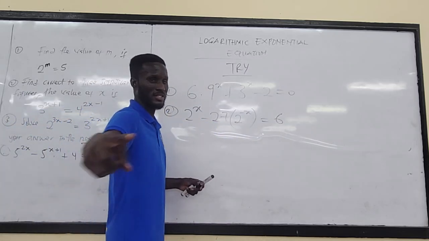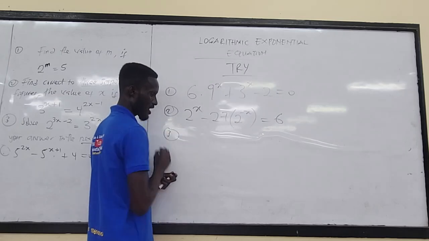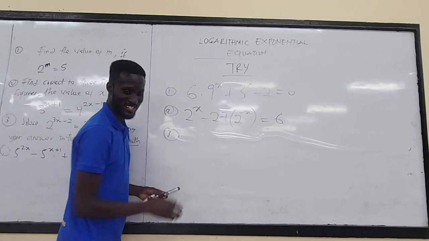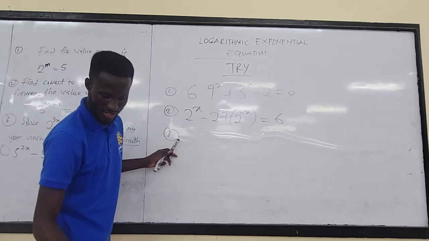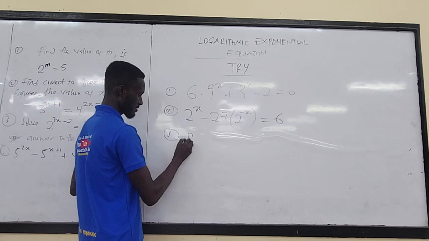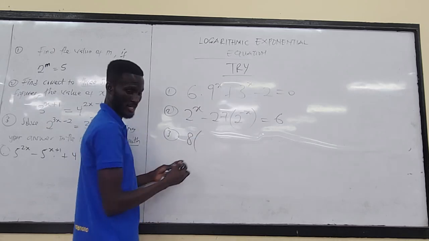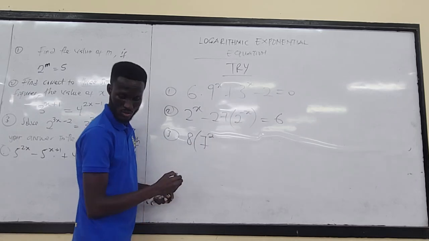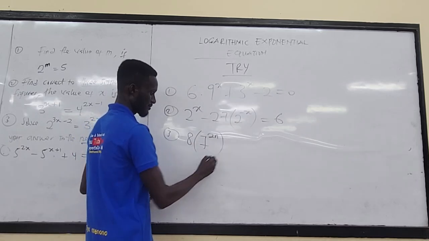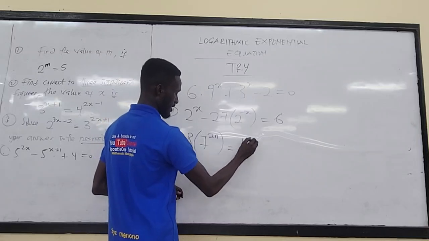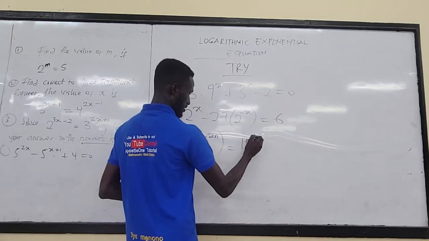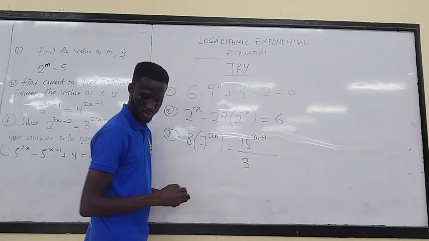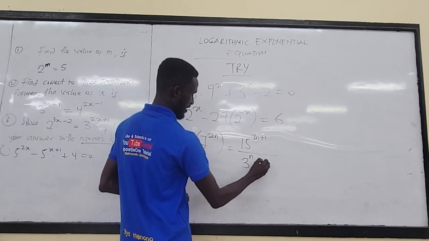But now today, check whether it is coming clear. Check whether it is clear here. Then we have 8. Where this one is coming clear: 7 to exponent n equal to 15 exponent 3n plus 1 divided by 3 exponent n minus 5.